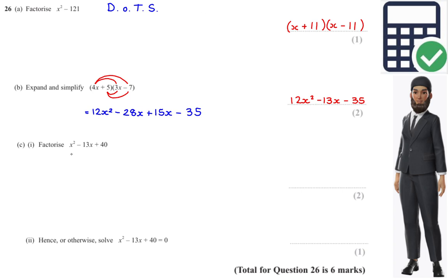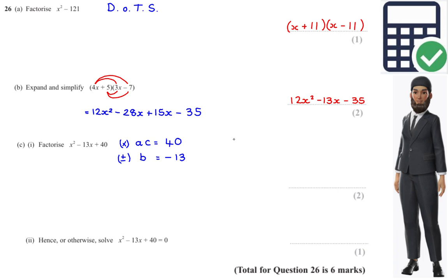It's asking us to factorise this. What we should notice is our a term, which is 1, and our c term over here, which gives us 1 multiplied by 40. We need to multiply to get this term, which is 40. But we need to either add or subtract, combine it essentially, to give us the b term, which happens to be this, which is minus 13.